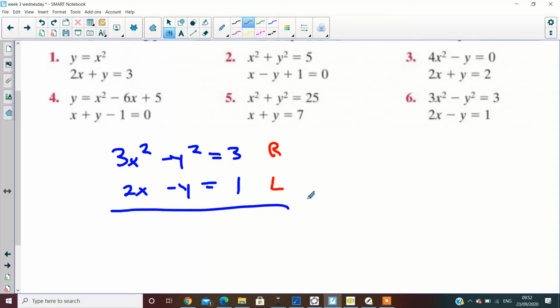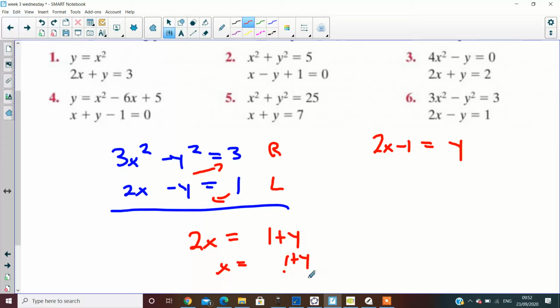Now, I'm quite lazy, I don't like doing extra work. You have two choices when you use the linear. You can get y on its own or you can get x on its own. Here's what y looks like on its own: 2x minus 1 equals y. Everybody cool with that? Here's what x looks like on its own: 2x equals 1 plus y, x equals (1 plus y) over 2. I've already said that fractions are the devil, and if there's a way of not using fractions, we should choose that way.